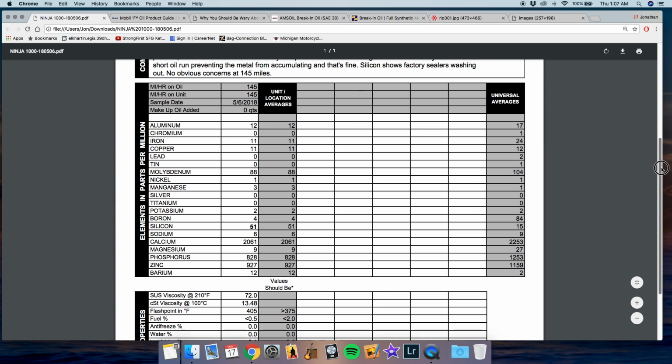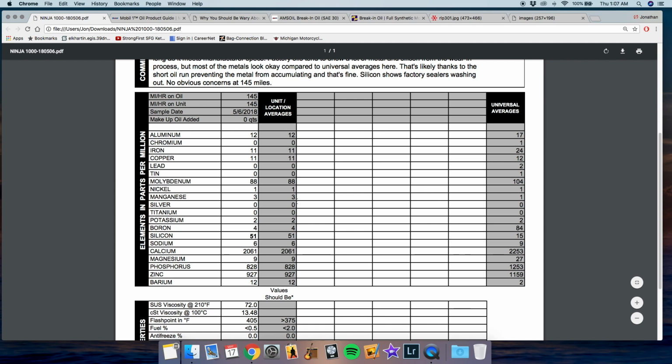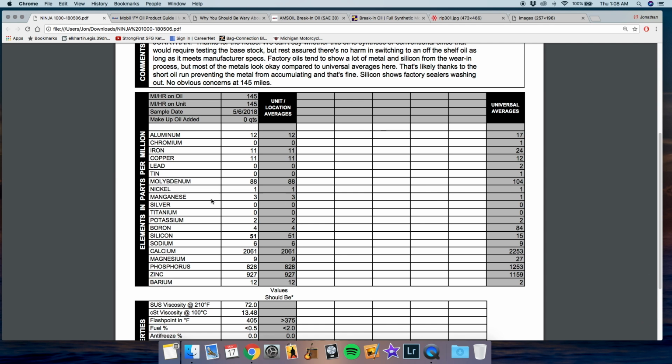So they weren't able to say whether it's a conventional or synthetic oil. I'm guessing it's a conventional oil. But the thing that I was really curious about was the zinc and the phosphorus content. Motor oils that are specially formulated for engine break-in are typically high in zinc and phosphorus, since those additives are what protect the metal surfaces during the break-in process.